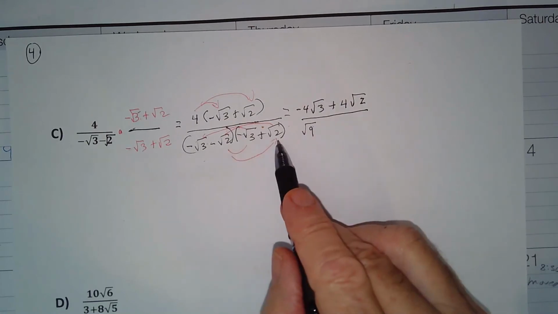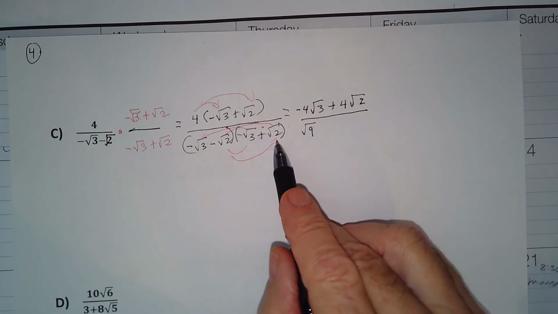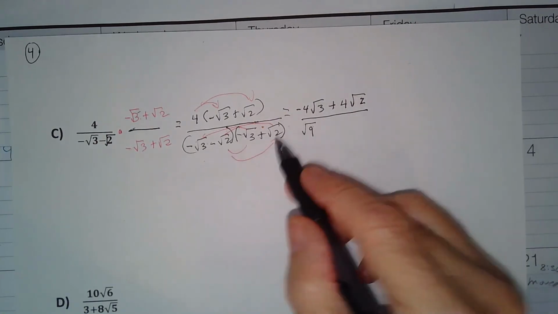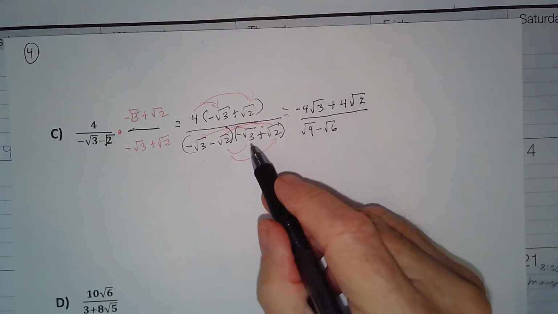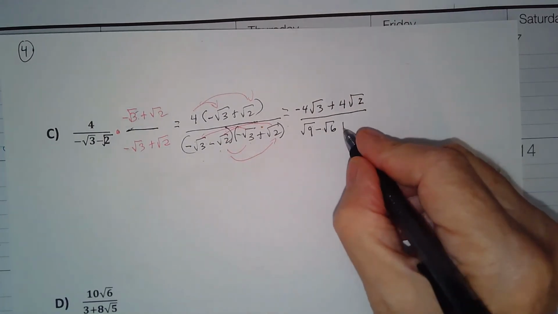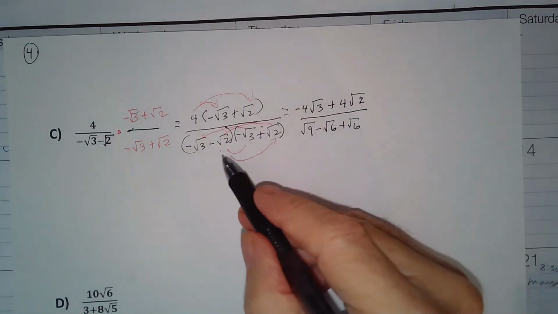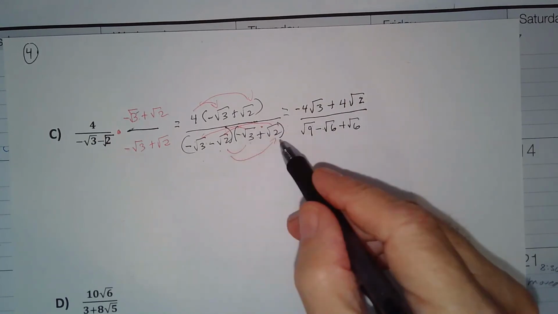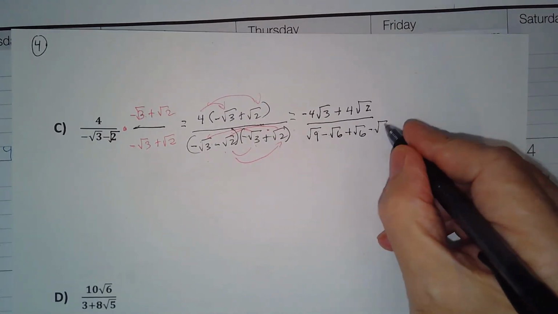But when you're multiplying radicals, it doesn't matter if what's under the radical sign is different. You can multiply them together. So you get square root of, let's see, negative times positive. So that's negative square root of 6. And then this is negative square root of 3 times negative square root of 2. Negative times negative is positive square root of 6. And then, let's see, you've got negative square root of 2 times positive square root of 2. That's negative square root of 4.